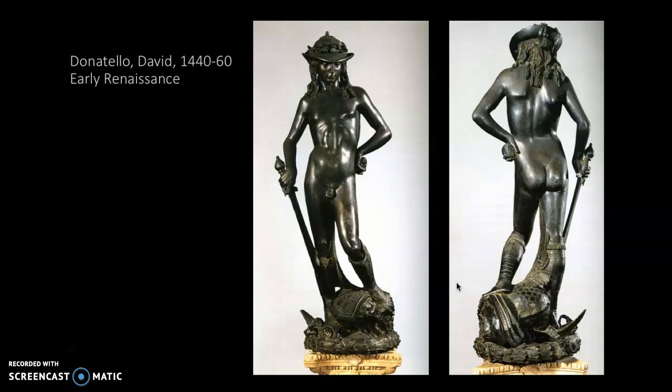And what's interesting, I think, about this depiction of David is that we don't see some sort of fierce, strong warrior, but we see a very young boy in that kind of classical contrapposto stance. He has very feminine facial features, long hair. It really does make his victory all that more incredible.